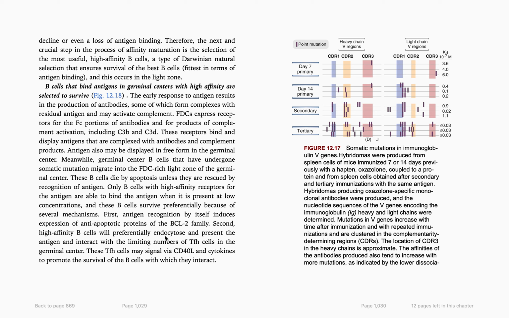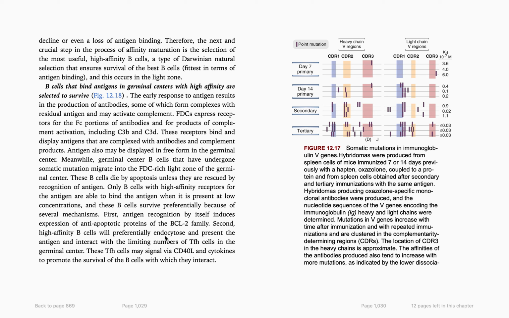B cells that bind antigen in the germinal center with high affinity are selected for survival. The humoral response to antigen results in the production of antibodies, some of which form complexes with residual antigens and may activate the complement.